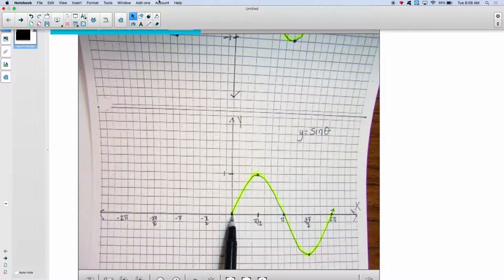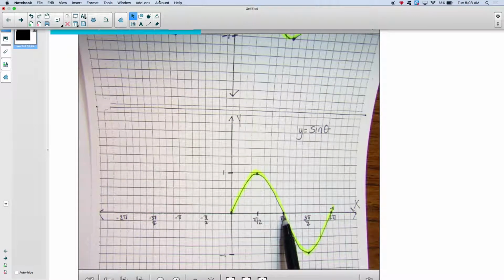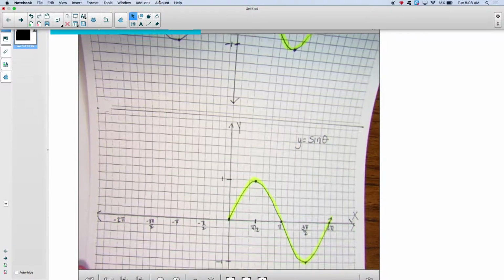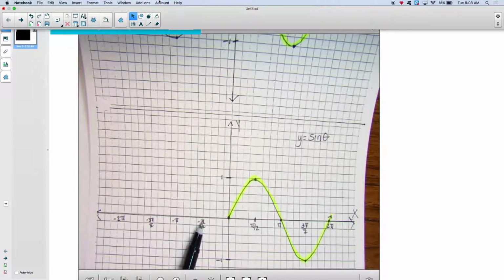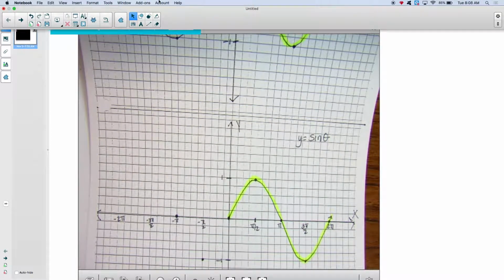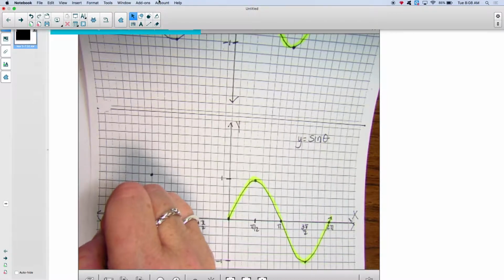So it was (0, 0). Then from the table, it was negative pi over 2, 1. Then pi 0, 3 pi over 2, negative 1, and 2 pi. Negative pi over 2 is going to be the same as which one? If I rotate clockwise, 3 pi over 2, so it's going to be down here at negative 1. Negative pi is the same as pi. 3 pi over 2 is going to be the same as pi over 2. And negative 2 pi.